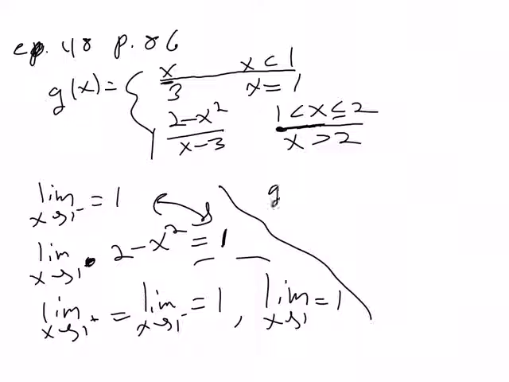What is just g of 1? So g of 1 is exactly when x equals 1. So now we're using this one. So this is going to equal 3.